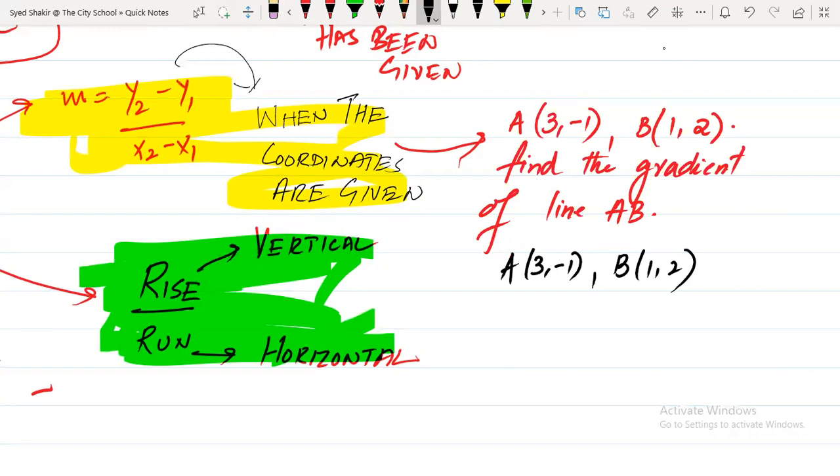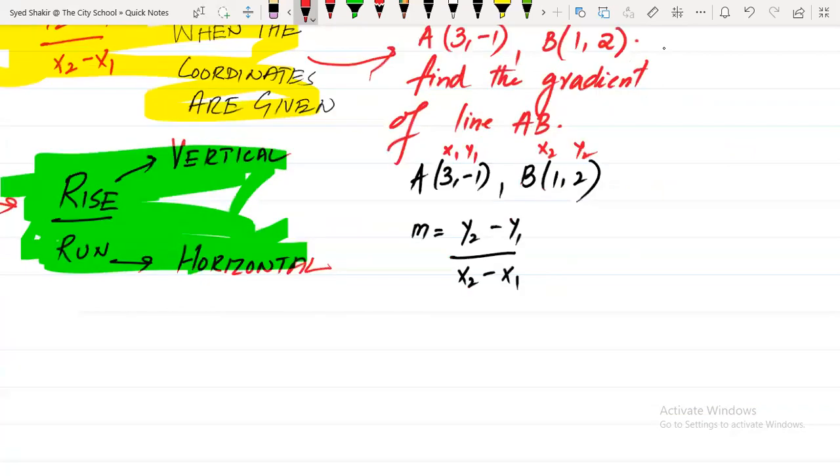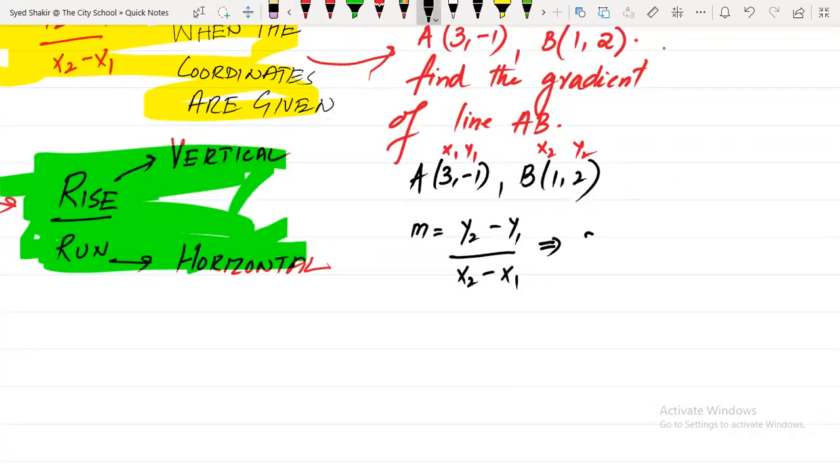The formula for finding the gradient through coordinates is y2 minus y1 over x2 minus x1, which means change in y upon change in x. What is y2, y1, x2, x1? Coordinate number 1 is (x1, y1), and coordinate number 2 is (x2, y2). Now replace the values. y2 is 2, minus y1 which is -1, over x2 which is 1, minus x1 which is 3.